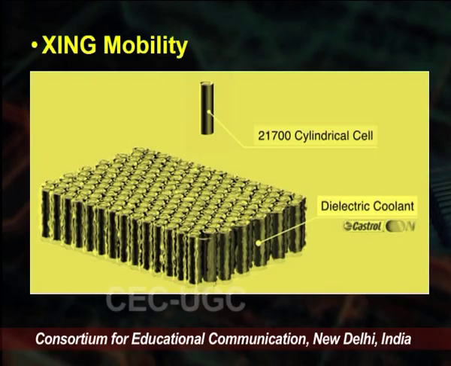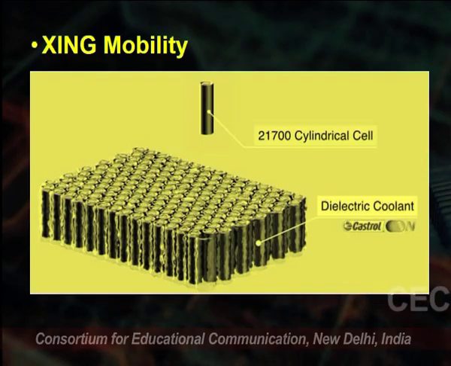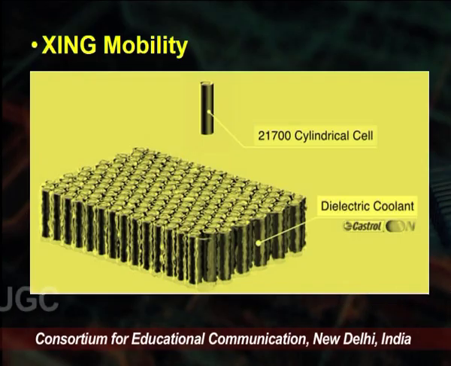So these are the basics. Now you see, this is the zinc mobility that has been published in one of the research papers, where they have a cylindrical cell, a 21700 cylindrical cell, and the dielectric coolants are put in these cells. So these types of coolant systems are used for various purposes.